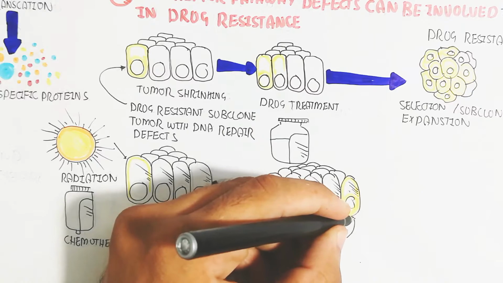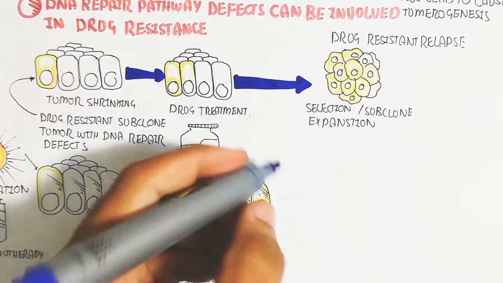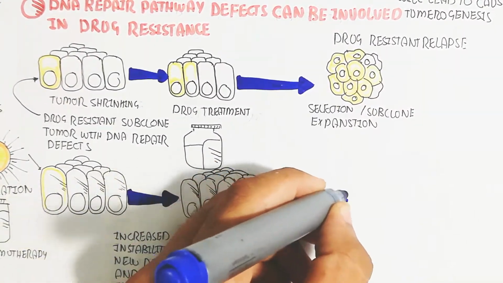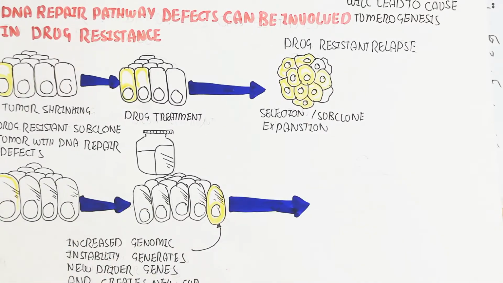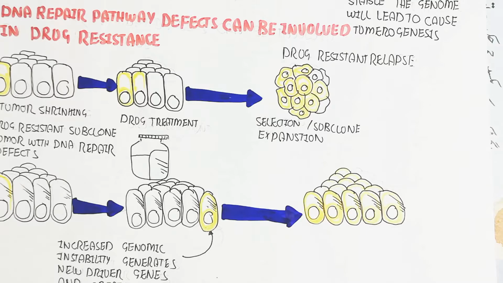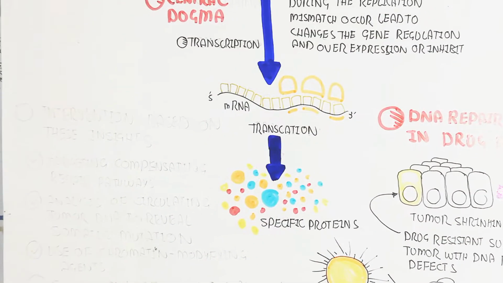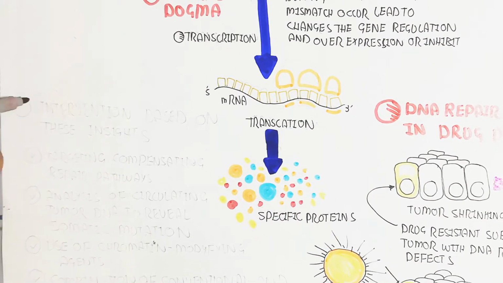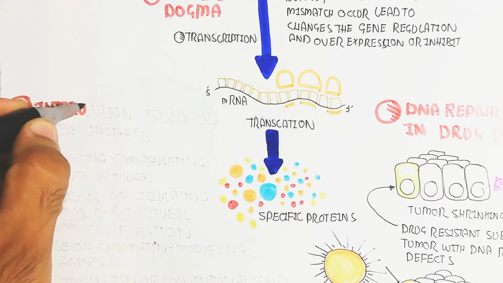So that is all you need to understand. The role of the DNA repair pathway in cancer is this mechanism during cancer. If inhibition does not occur, it will lead to stage 4. The expansion and proliferation will lead to metastasis.